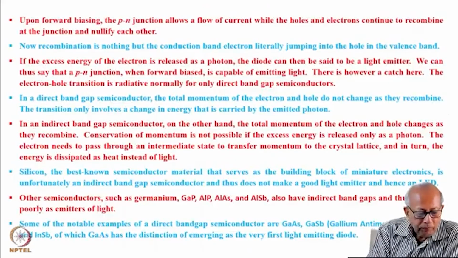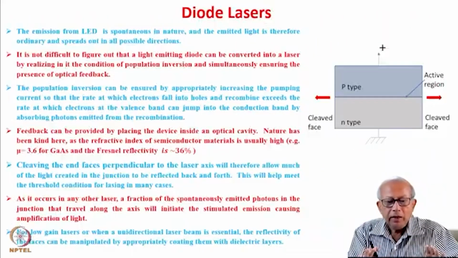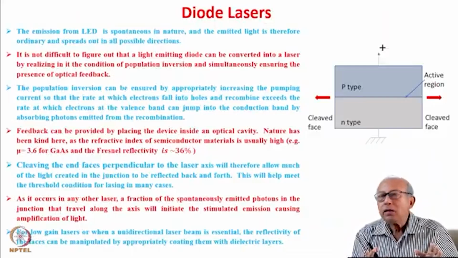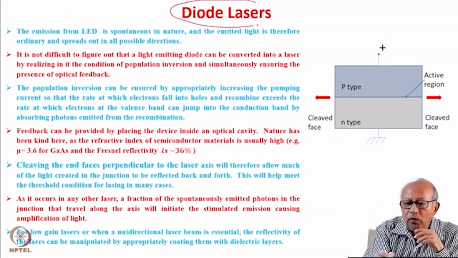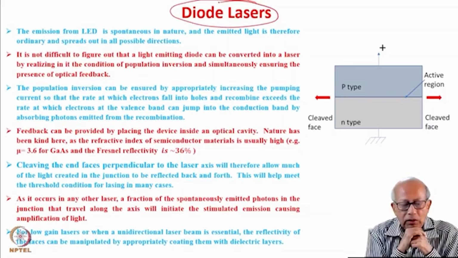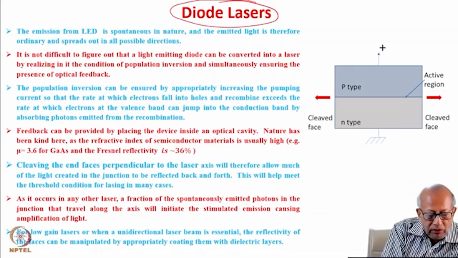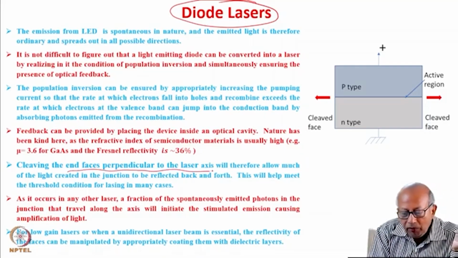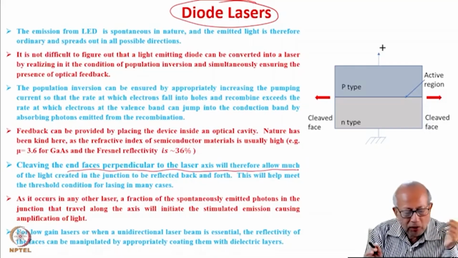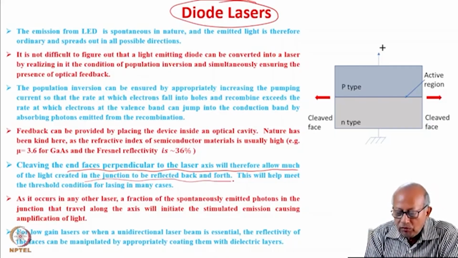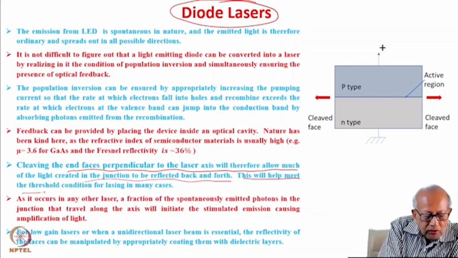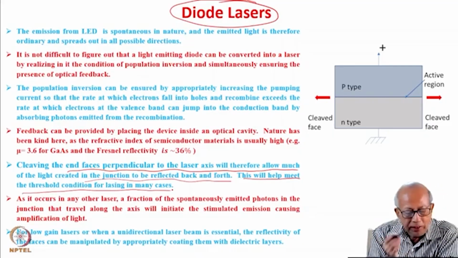So that is basically how a light emitting diode can be converted to perform as a diode laser. And we have seen that cleaving the end faces perpendicular to the laser axis allows much of the light created in the junction to be reflected back and forth. This will help meet the threshold condition for lasing in many cases.